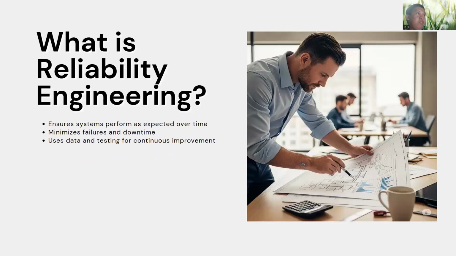So, what is reliability engineering? It ensures systems perform as expected over time, minimizes failures and downtime, and uses data and testing for continuous improvement. Example: if a manufacturer designs a washing machine, reliability engineering ensures that the parts chosen can last for years with minimal repair, based on test data, simulations, and field reports. It involves failure analysis, testing, and data-driven improvement to boost machine dependability.